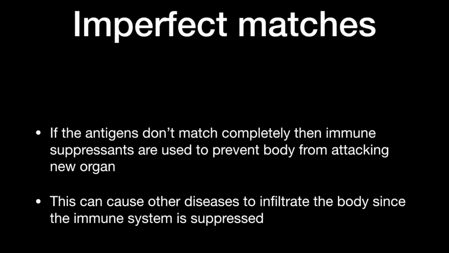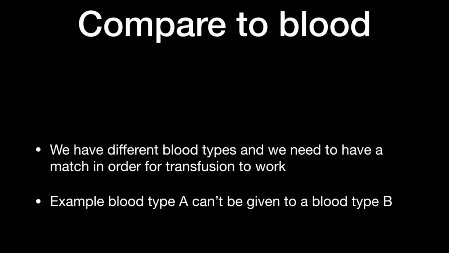Imperfect matches. If the antigens don't match completely, then immune suppressants are used to prevent the body from attacking the new organ. This can cause other diseases to infiltrate the body since the immune system is suppressed. We have different blood types, and we need to have a match in order for the transfusions to work. Example, a blood type A cannot be given to a blood type B. So blood types for donors and recipients need to match in order for the organ to be accepted.